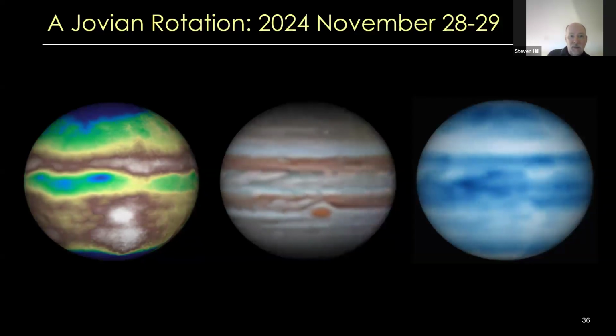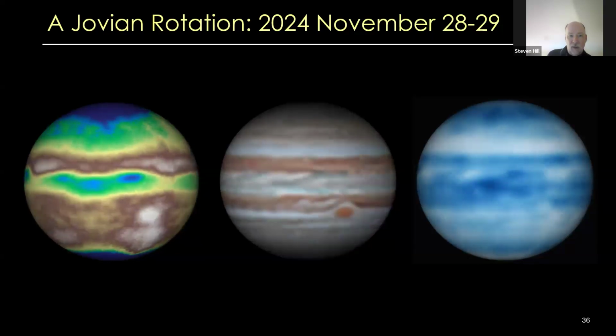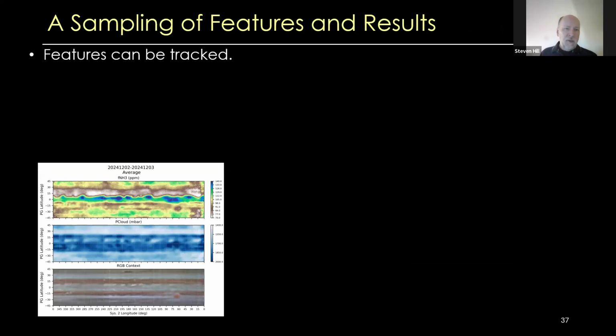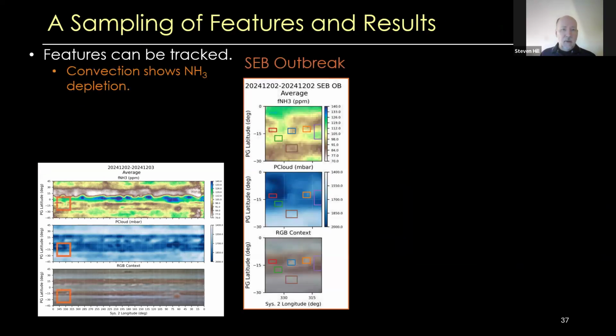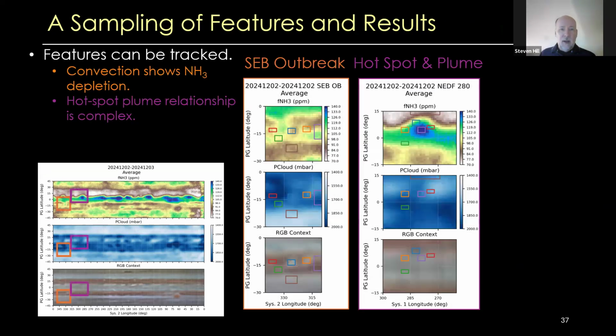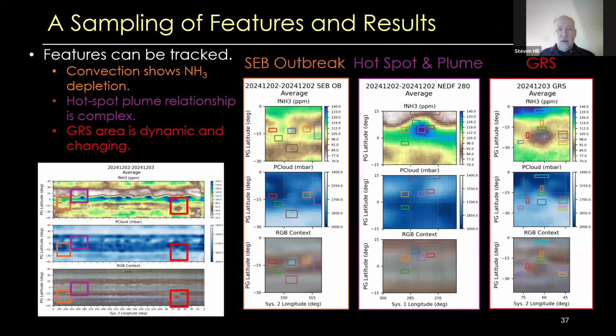But you also see that we have some artifacts that remain, such as that dry zone south of the Great Red Spot, which is unlikely to be real. So there are improvements that can be made to the quality of the data. So, sampling of features and results: we can track features such as that South Equatorial outbreak. We can look at hotspots and plumes and the complexes around them. And we can look at the Great Red Spot.